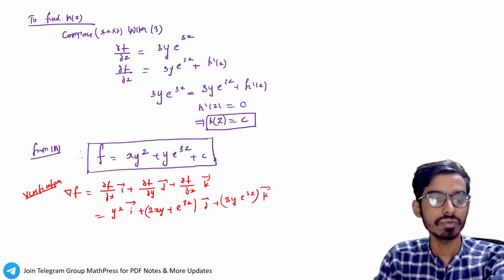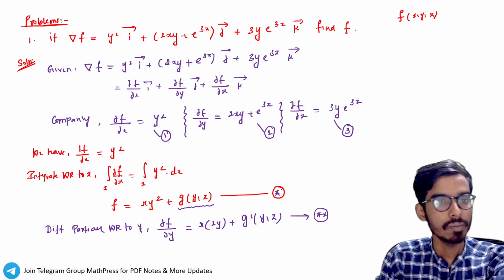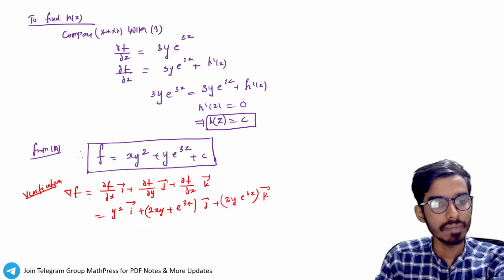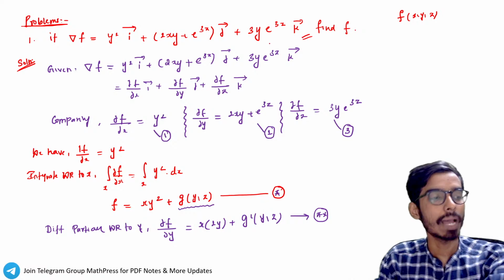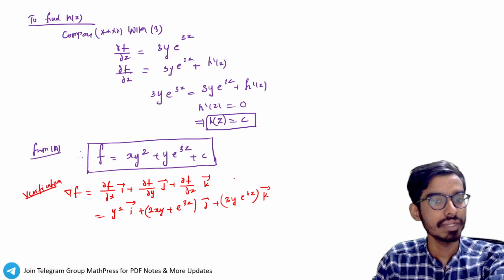So again, this is the given question: y square i vector plus 2xy plus e power 3z j vector, 3y e power 3z k vector. So our problem is correct. Our f is correct. This is the same method you need to follow for every problem.